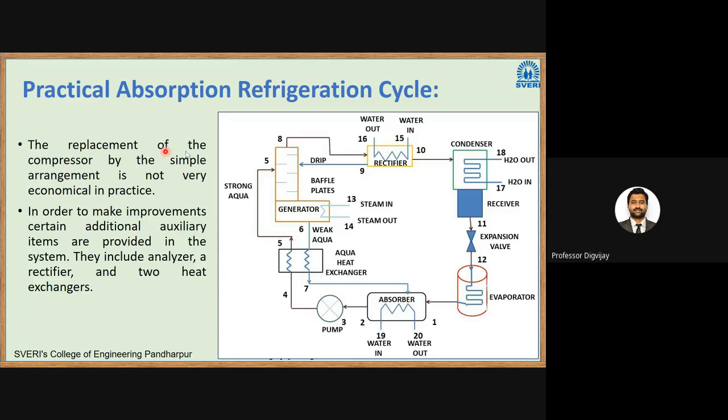The replacement of the compressor by the simple arrangement is not very economical in practice. We have seen that the COP of VRS is less compared to VCRS in that comparison chart. In order to make improvements, certain additional auxiliary items are provided in the system. They include an analyzer, a rectifier, and two heat exchangers. Though in this diagram, only one heat exchanger is shown. The other heat exchanger is installed before the evaporator.